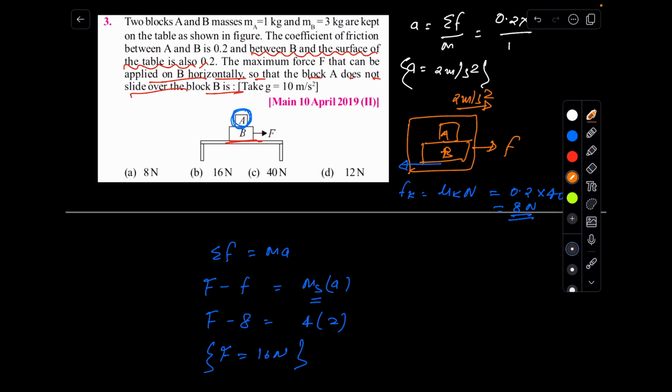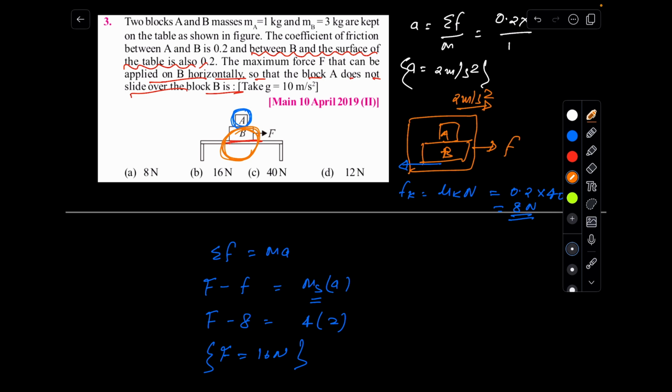Here the result is a bit changing because of this friction. This friction you need to include first, and then you find out the maximum acceleration, and that will give you the maximum value of applied force. So this is the approach for these kinds of questions that you can apply for other similar questions as well. Hope you understood.